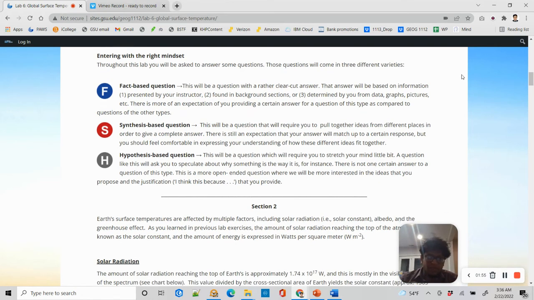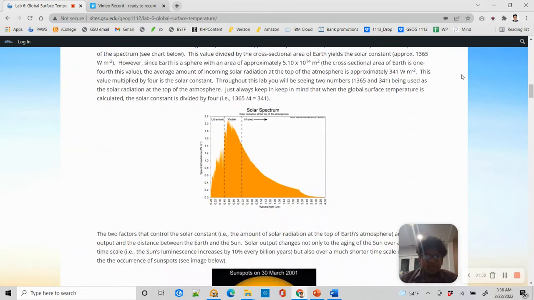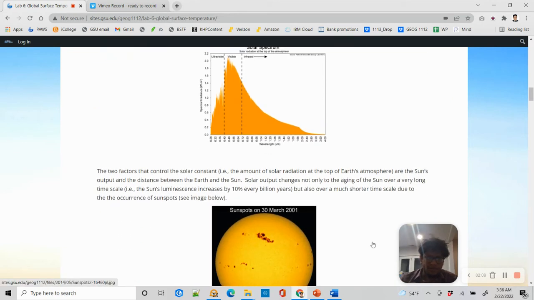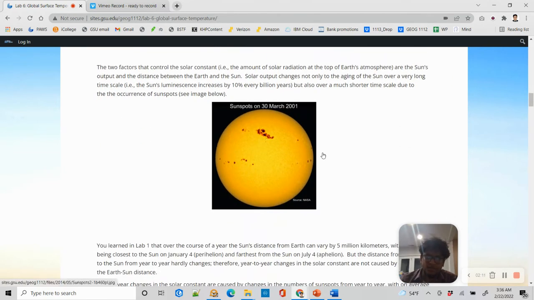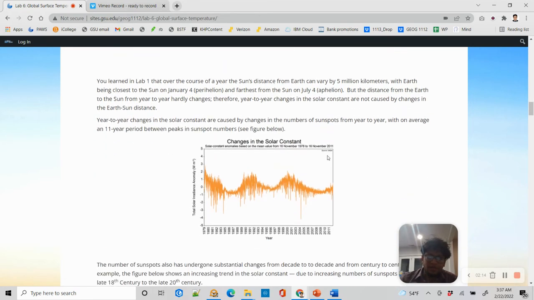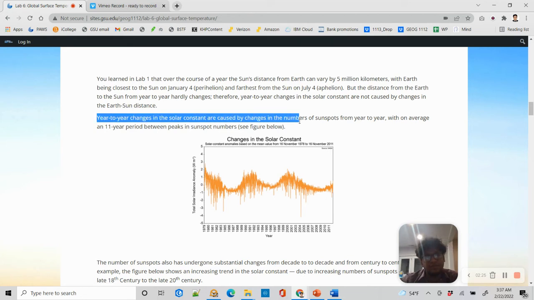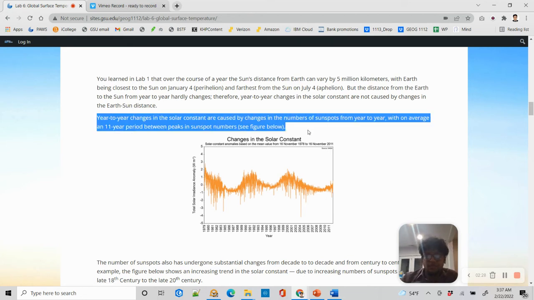So let's go to the questions. At the beginning, you will be given some description about the solar spectrum, ultraviolet, visible, and these kinds of things. I'm sure you already know that. Then sunspots. So the question will be asked, and also the change in solar constant. So let me tell you that in very brief detail. I'm sure you already know that you need to study those descriptions, which will help you to answer the questions.